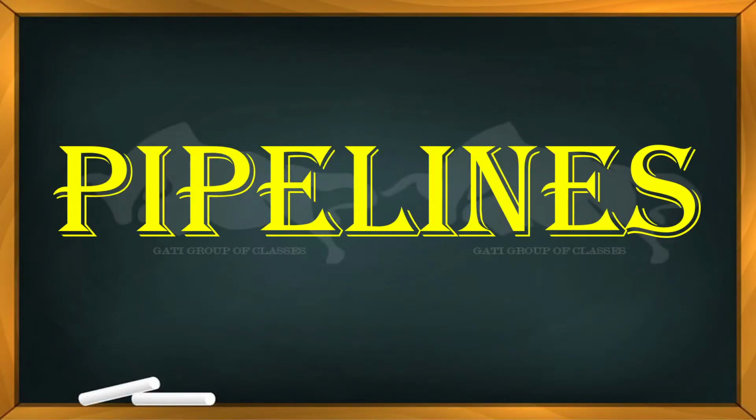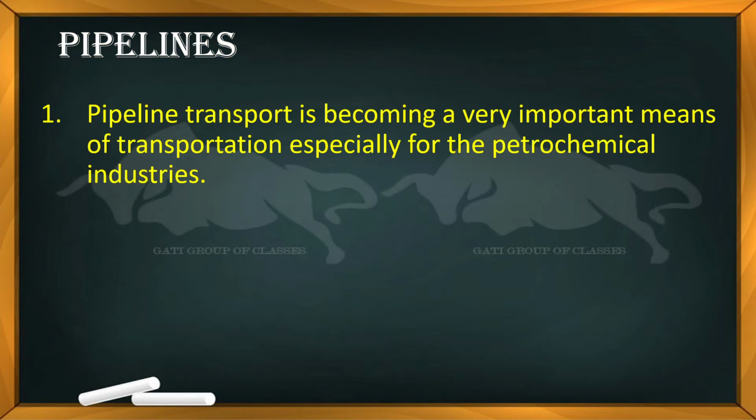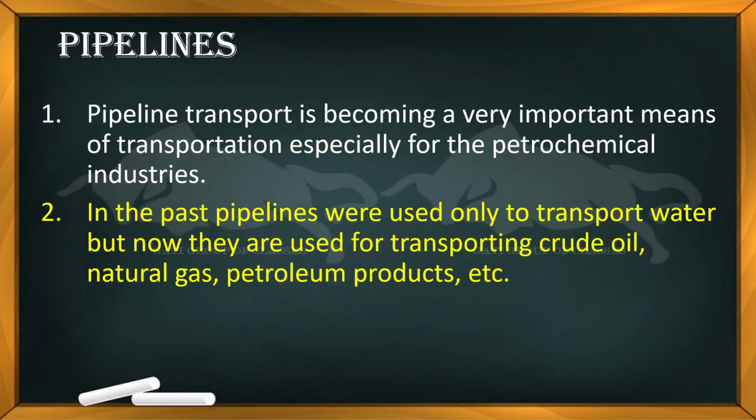So we have the pipelines. First of all, we will see what a pipeline is and what it is used for. Pipeline transportation is very important because it is very useful for the petrochemical industry, such as for the transportation of crude oil, natural gas and petroleum products. Earlier this transportation system was used only for transporting water, but nowadays it is used for various products.